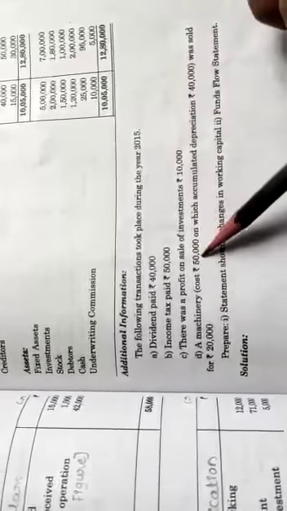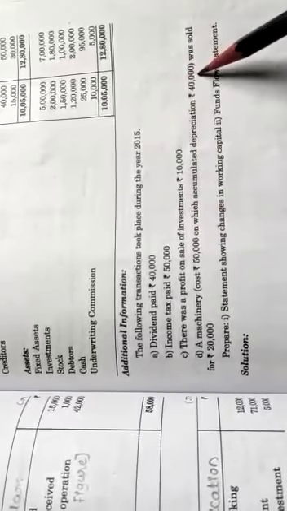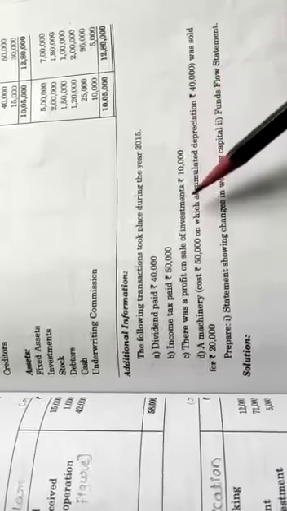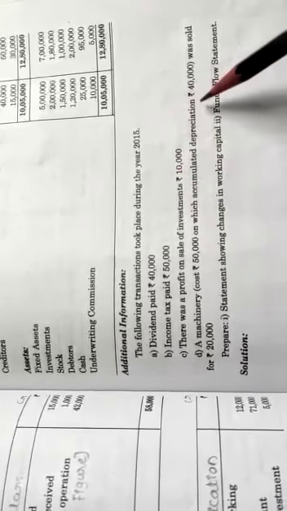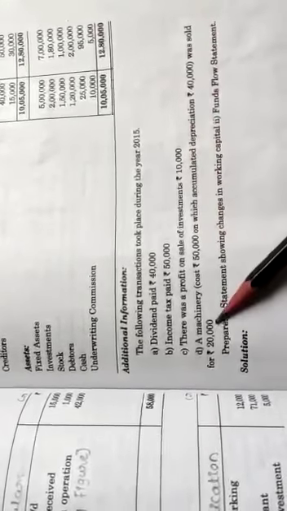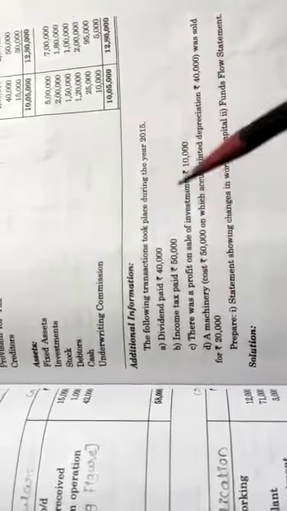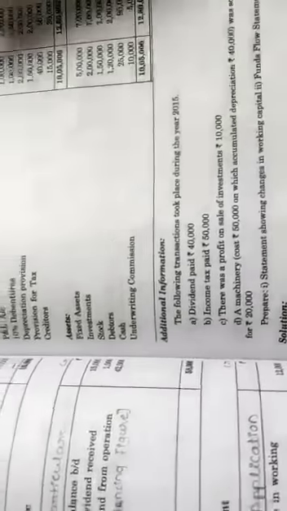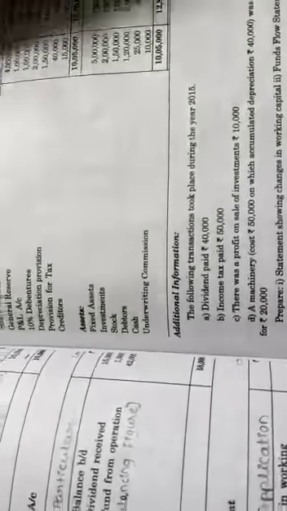So the cost is 50,000, on this depreciation is 40,000. That means the WDV is 10,000, right? The book value of the machinery at the time of sale is 10,000, but they have sold it for 20,000. It means there is a profit. So this one we'll see when we solve the problem. We'll do the solution simultaneously.